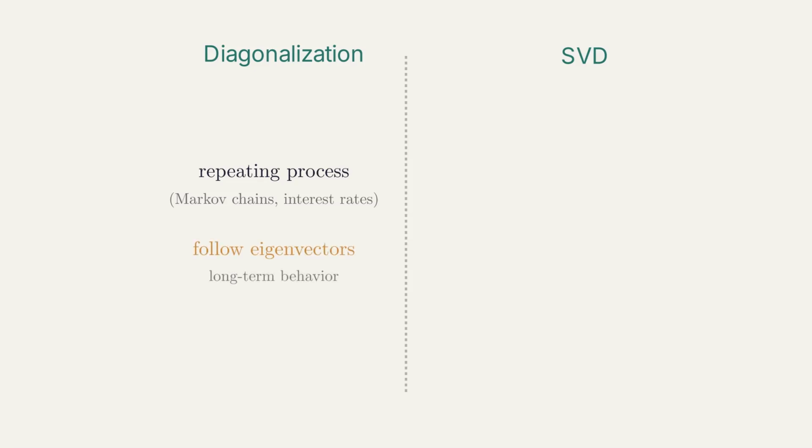In every other case, there is a distinction to draw. If you are analyzing a process that repeats, like interest rates or a Markov chain, follow the eigenvectors. They tell you where the system will end up after many, many steps. If you are analyzing a single snapshot of data or a physical deformation, follow the singular vectors.